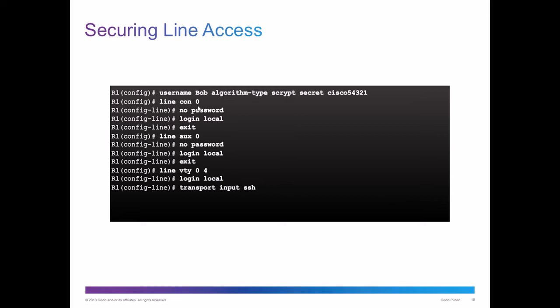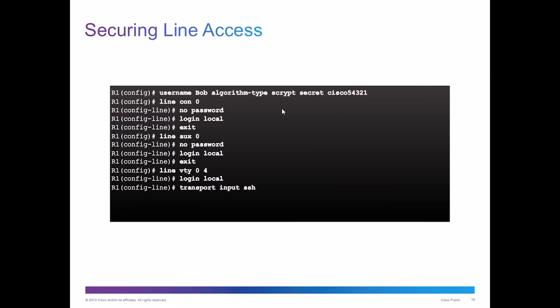Then you go to the console port and then you can say no password. So that means no password is set. You want the login to be local, which means you're asking the router to use the username and password that is stored locally for authentication. So what that means is if you're trying to go in through the console port, it's going to prompt you for a username. You're going to have to type in Bob, and then it will prompt you for a password. Then you're going to have to type in Cisco 54321.